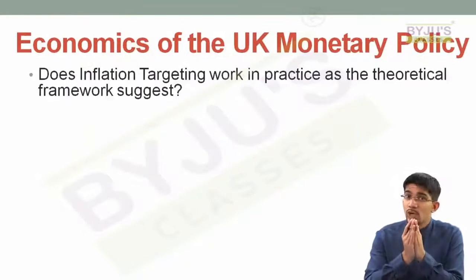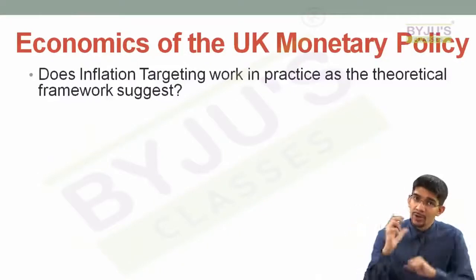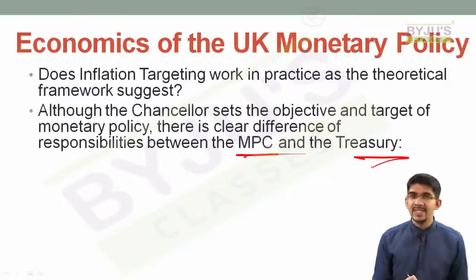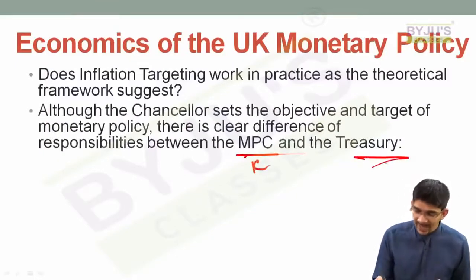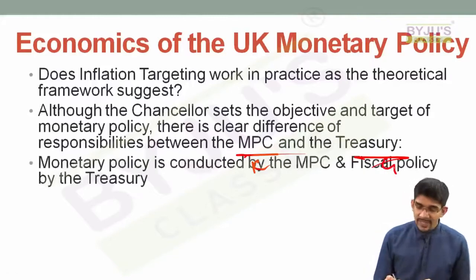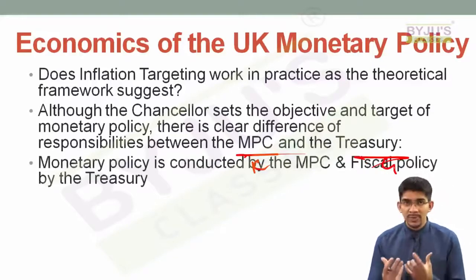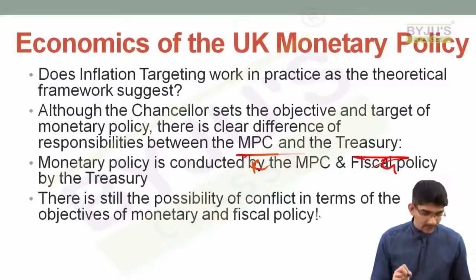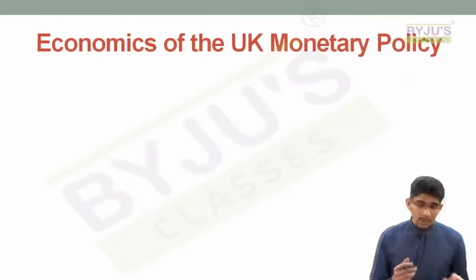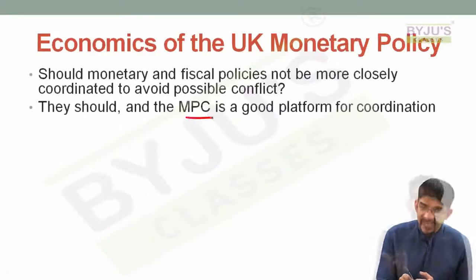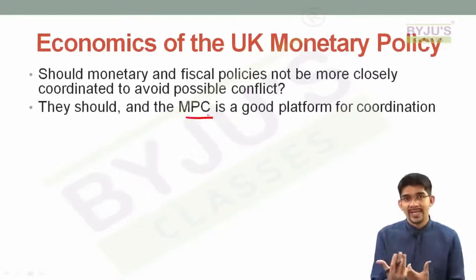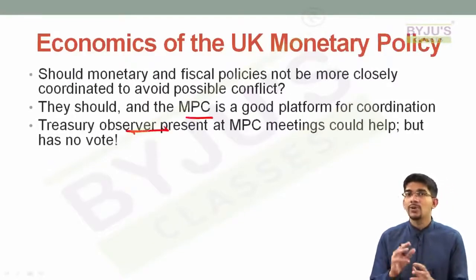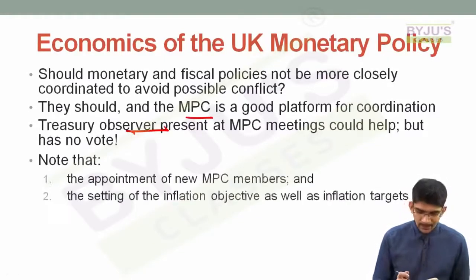Now, inflation targeting is not a panacea. It is not a cure-all. It will also have some problems. The main problem will be that there will still be differences between MPC and the government. The central bank and the government might still diverge. Fiscal policy and monetary policy might not always be coordinated in spite of a representative sitting there. So there's still a possibility of conflict. However, the fact that an MPC is there could be a good platform for coordination, as we already discussed. Treasury observer who's present there will be able to coordinate even though he has no vote.